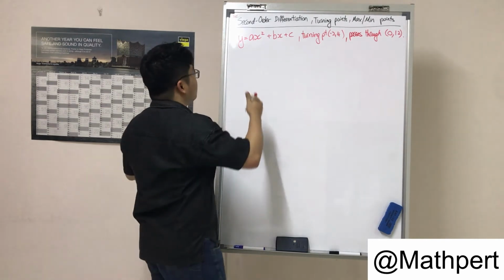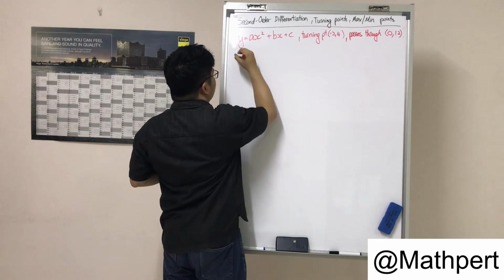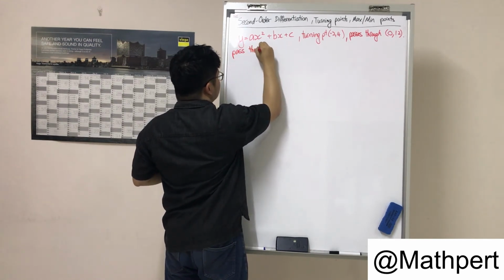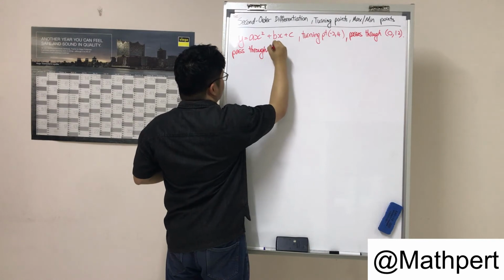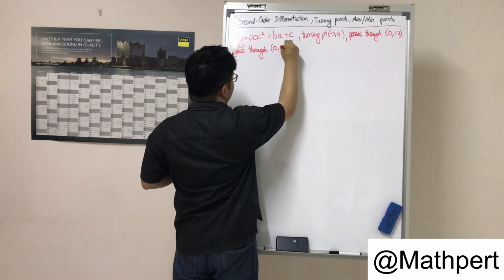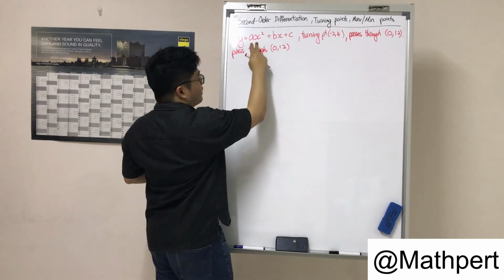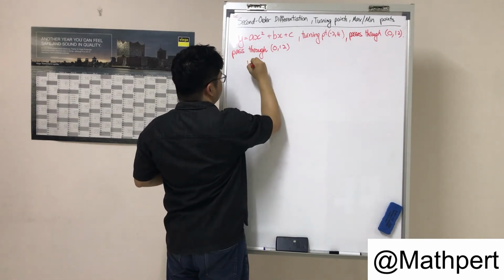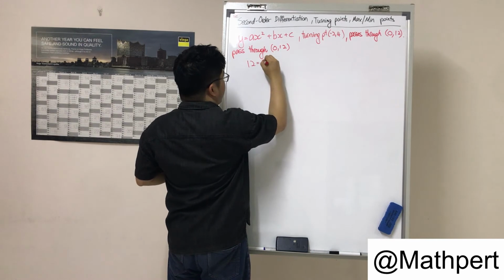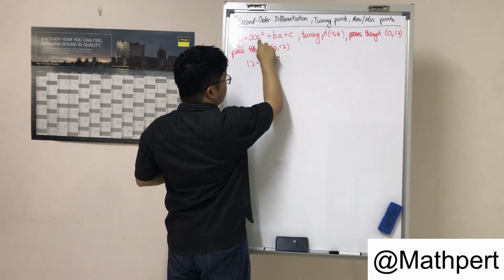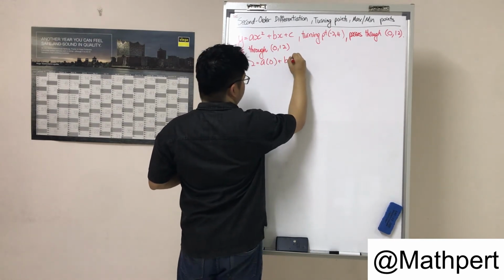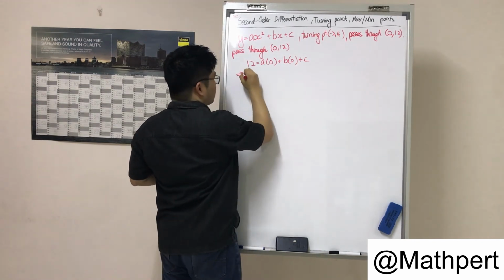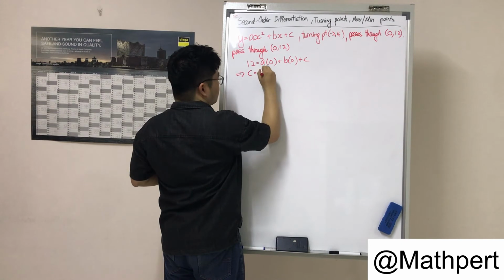Okay? So it passes through 0, 12. So we substitute in it. So y is equal to 12. 12 equals a multiplied by 0 plus b multiplied by 0 plus c. Therefore, c equals 12.